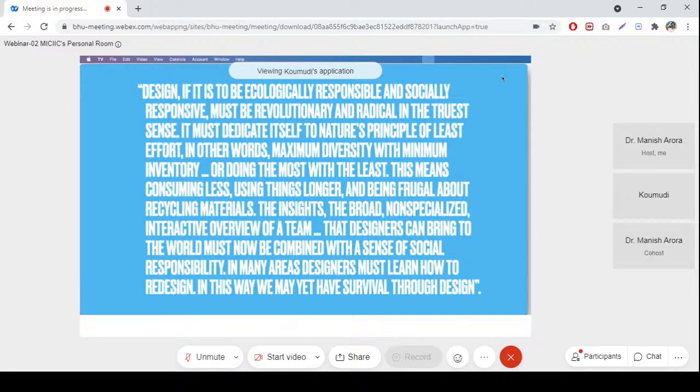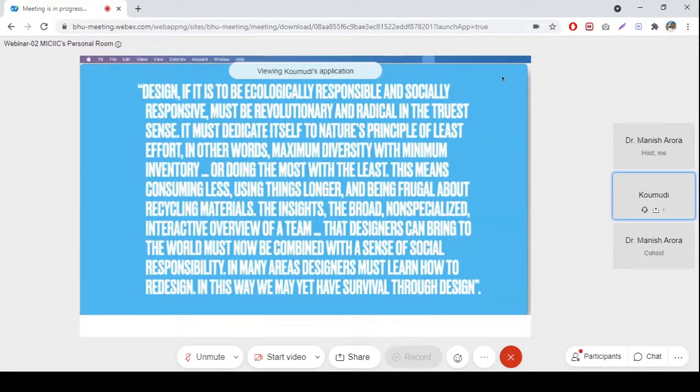Papanek said that a design is to be ecologically responsible and socially responsive. It must be revolutionary and radical in the truest sense. Design must dedicate itself to nature's principle of least effort. In other words, he was saying that design required maximum diversity with minimum inventory, or doing the most with the least. This meant consuming less, using things longer, being frugal, recycling materials.